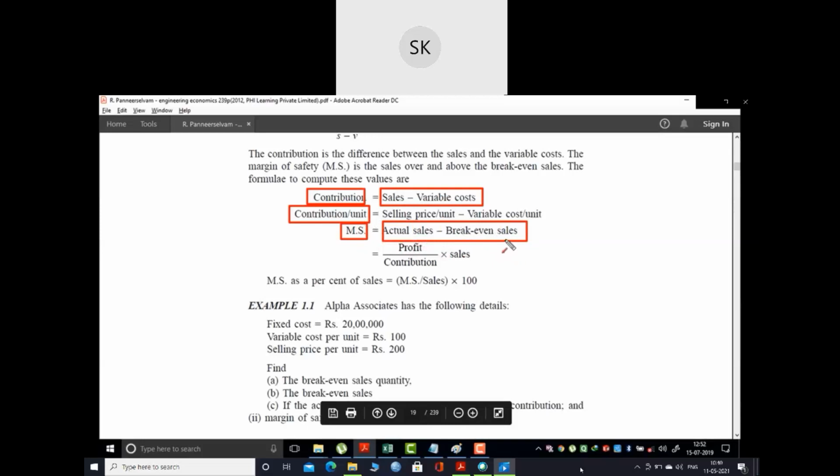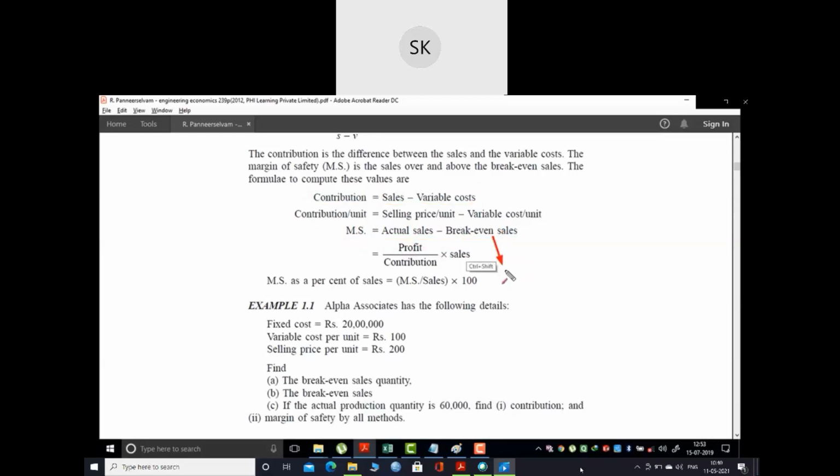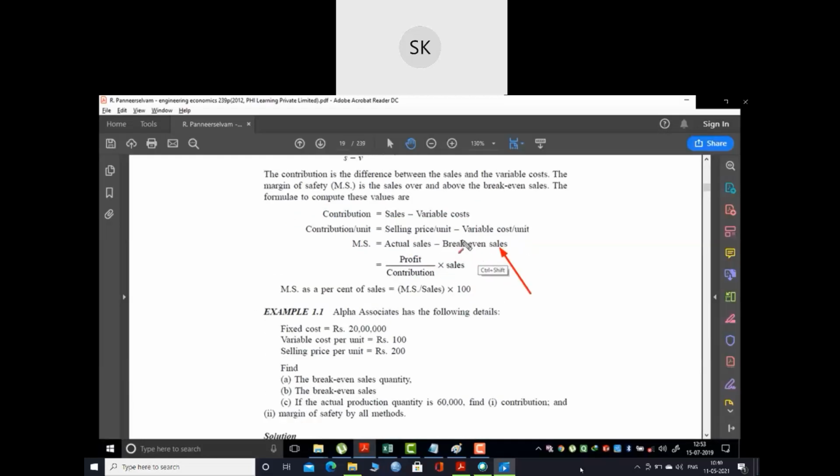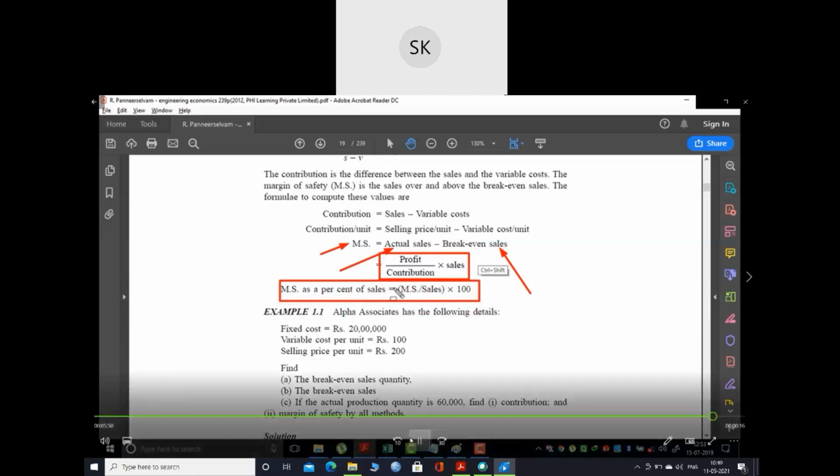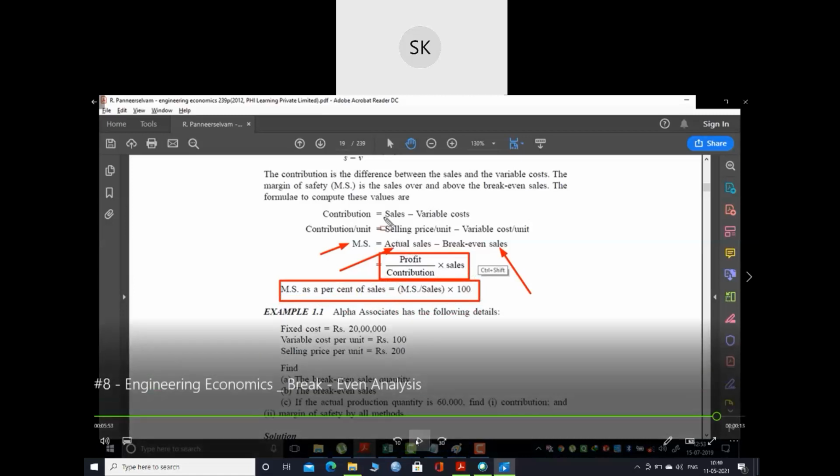So this break-even sales parameter is always fixed, and we need to increase the actual sales to increase the margin of safety. So when actual sales increase, the margin of safety increases. So MS is proportional to the actual sales. It can also be calculated as profit upon contribution into sales. So margin of safety as a percent of sales is equal to margin of safety upon sales into 100%. So this is the formula to find out the margin of safety in terms of percentage.